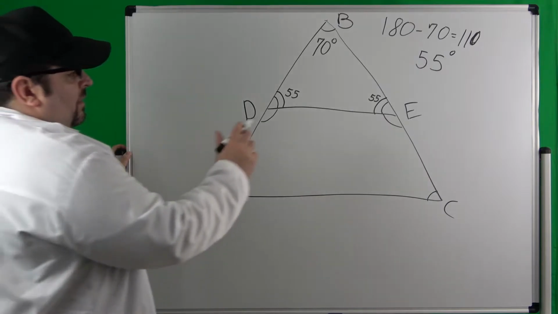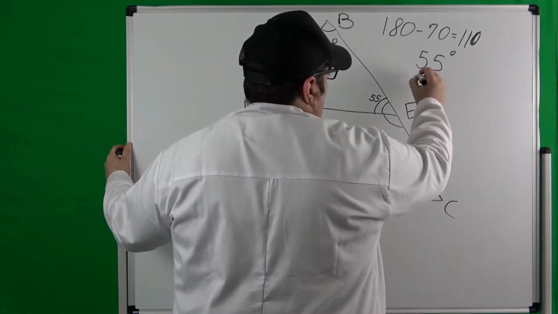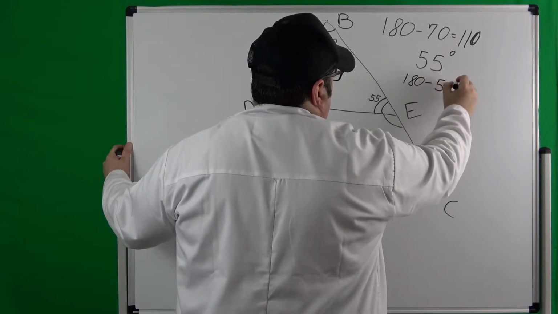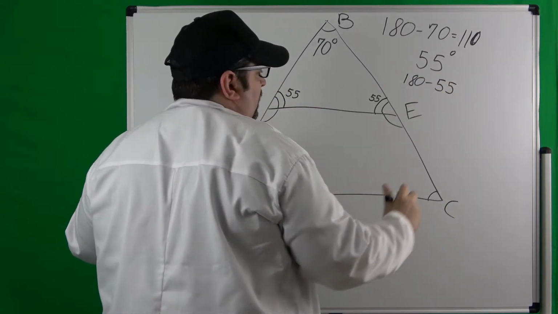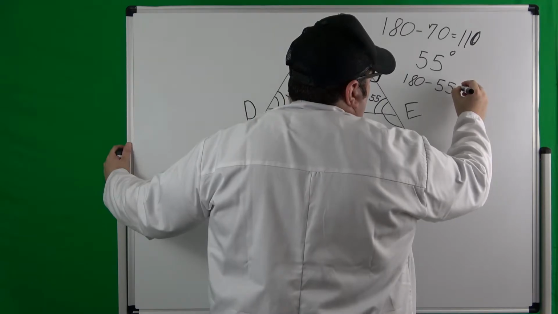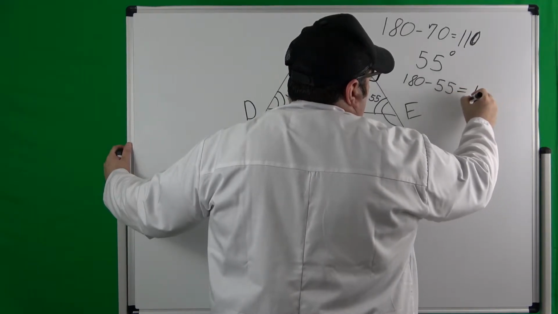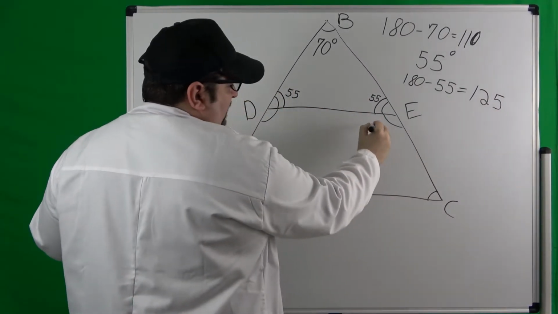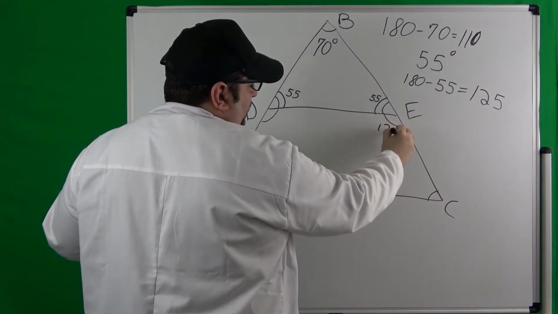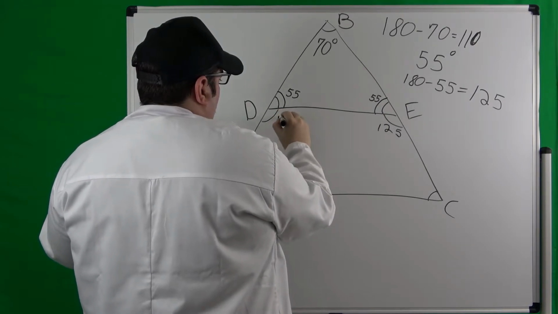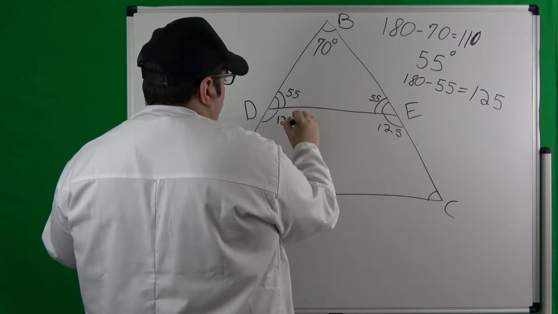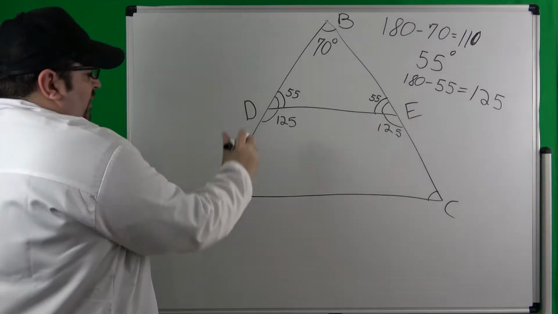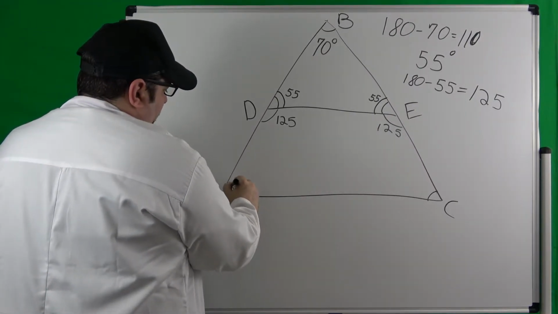So what's 180 minus 55? That would equal 125. So that means this angle is 125. This angle is 125. Oh, and by the way, these angles will also be 55 as well.